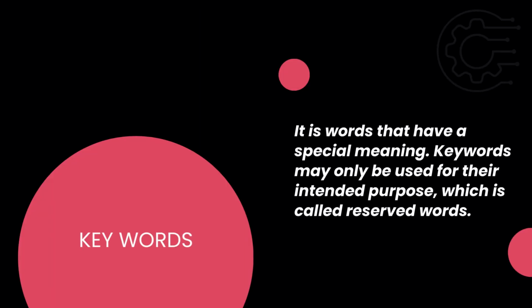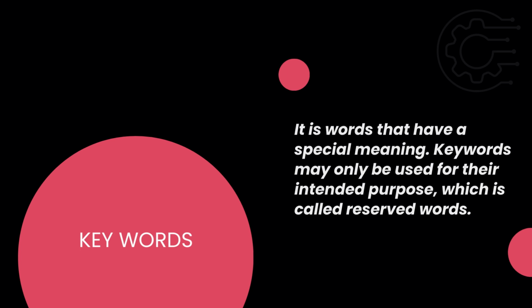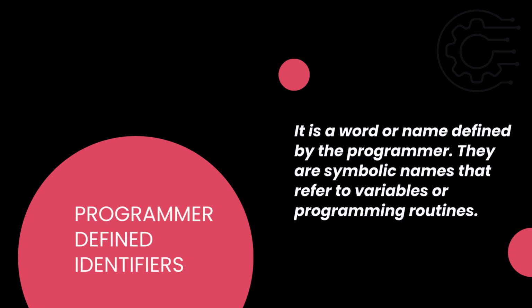Keywords are words that have a special meaning. Keywords may only be used for their intended purpose, which is why they are called reserved words. Programmer-defined identifiers are words or names defined by the programmer. They are symbolic names that refer to variables or programming routines.